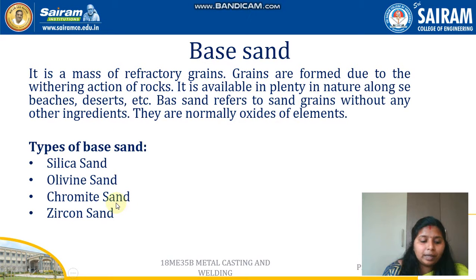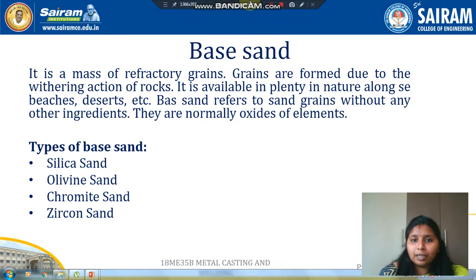Next is chromite sand. This is an African sand with the cost being much higher compared to that of silica and olivine. And zircon. Zircon or zirconium sand possesses the most stable thermal properties of all the sands discussed. When high temperature is required, this type of sand is used, but anyhow it is hazardous in nature. So these are the types of base sands.